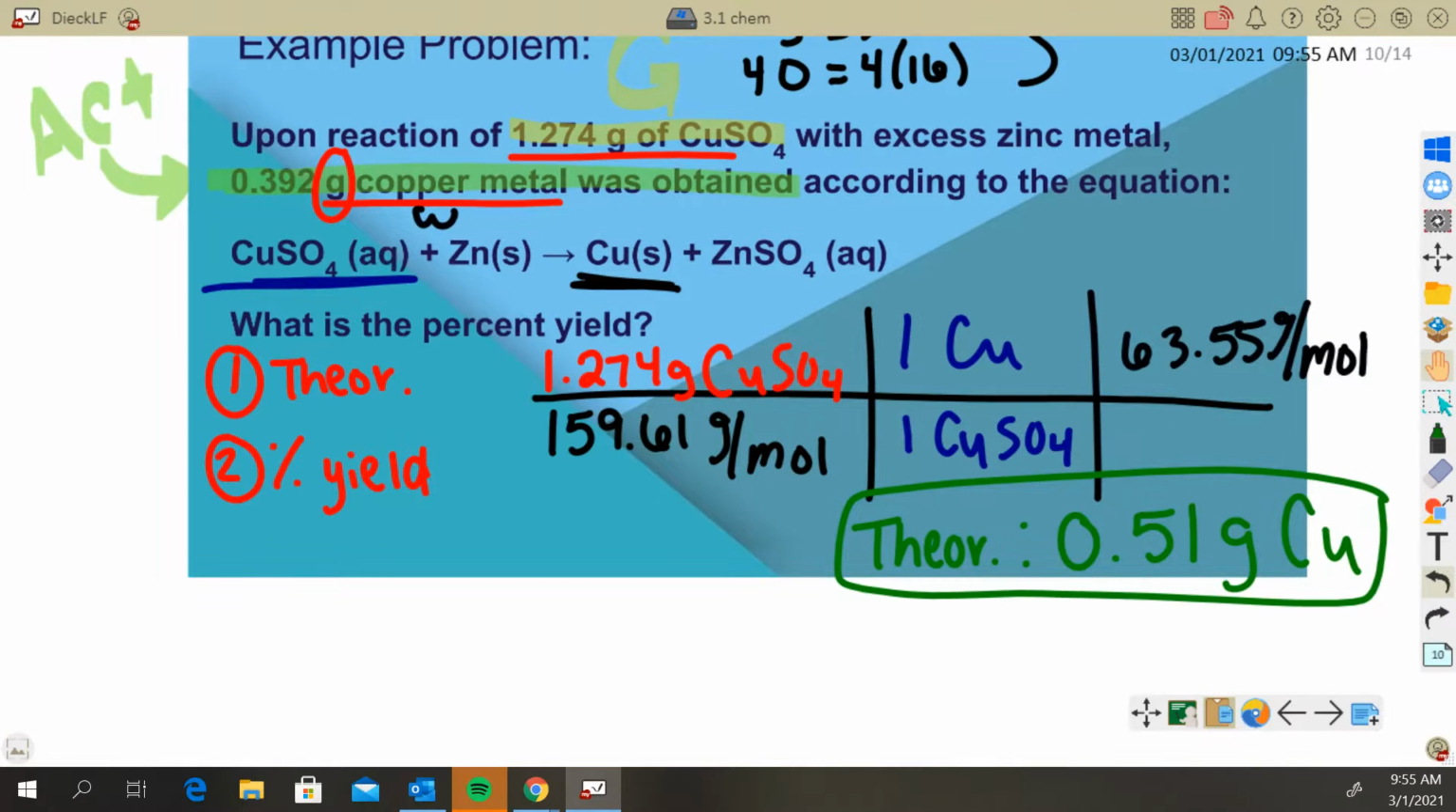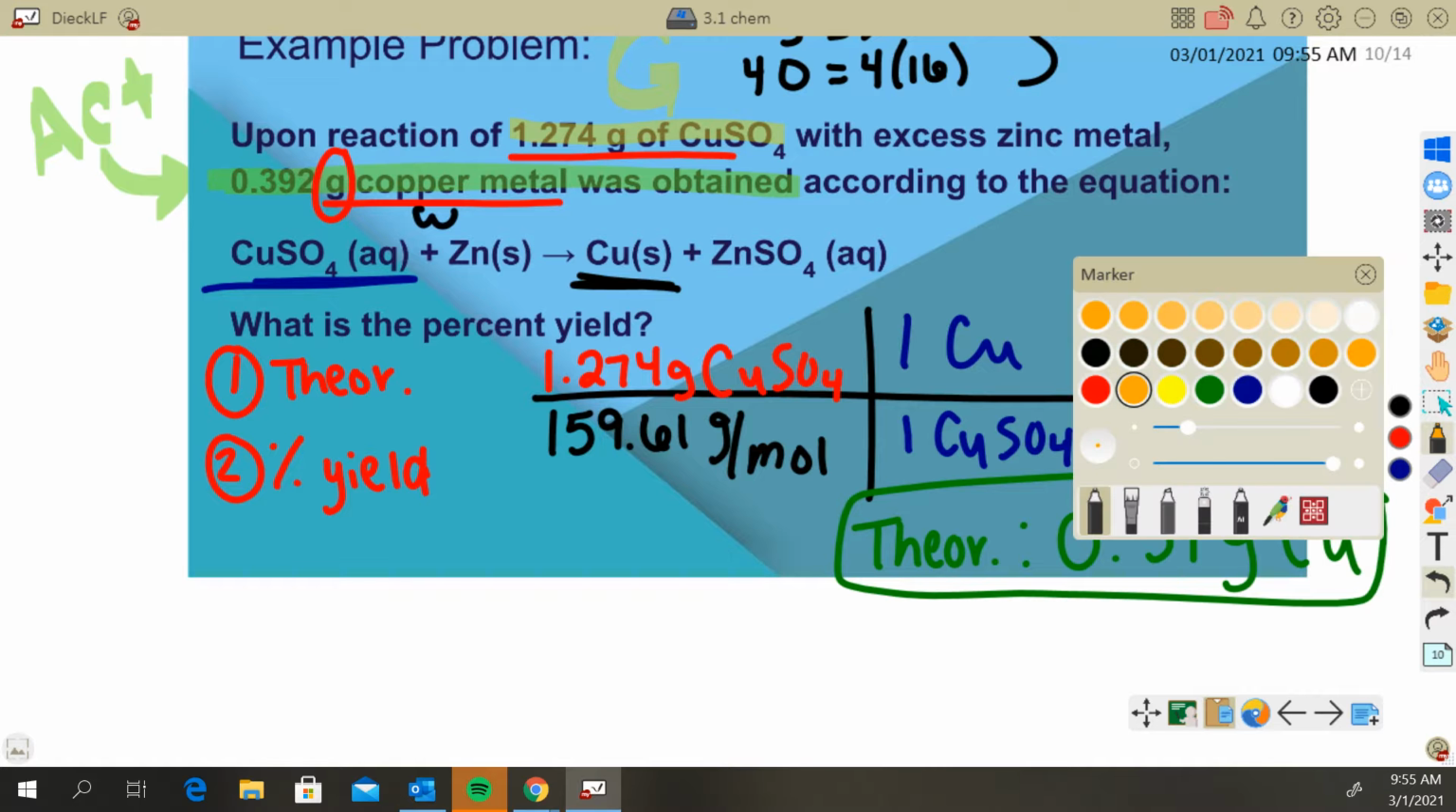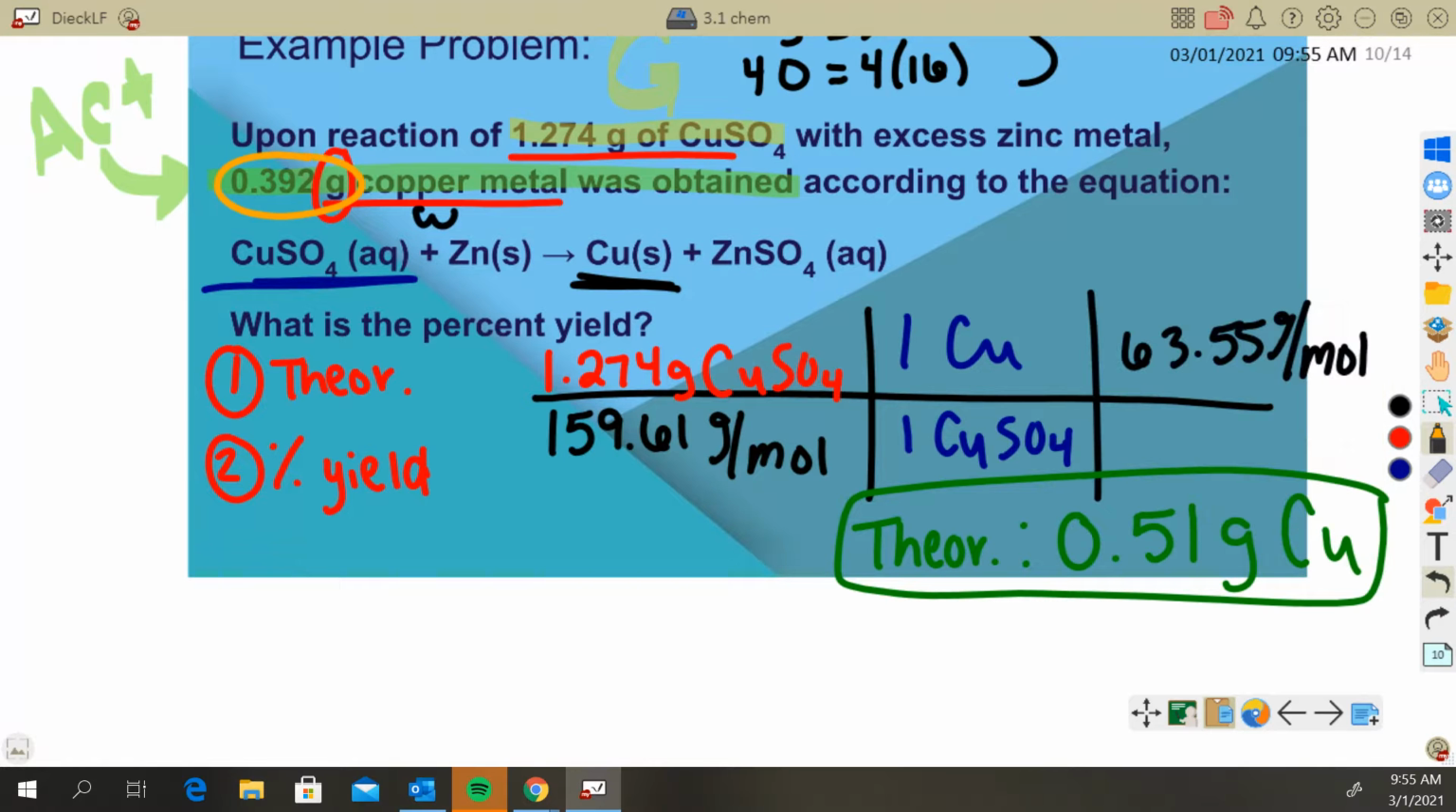Is the question asking for our theoretical yield, though? No, it wants to know percent yield. So the second thing we're going to do is calculate our percent yield. Percent yield is very easy. We are going to take our actual yield, which is 0.392 grams of copper. We're going to divide that by our theoretical yield, which is 0.51, and we're going to multiply that times 100%.